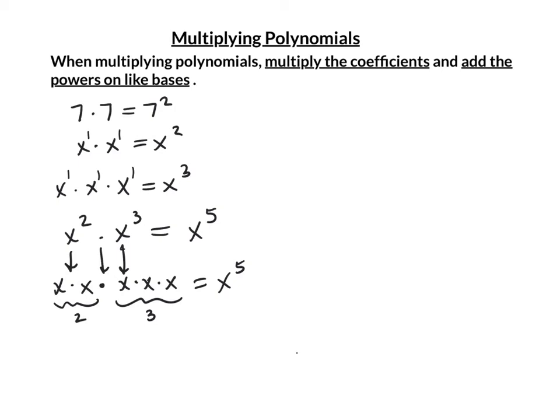The rule is then, when multiplying polynomials, you multiply the coefficients, that's the numbers in front, and you add powers on like bases. The base is the thing under the exponent. They have to be the same type of thing.